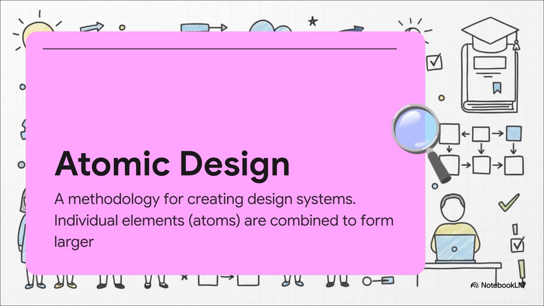You start with atoms. These are your smallest, most basic building blocks, like a single icon, a button, or a piece of text. Then you combine those atoms to create molecules. For example, a search bar is a molecule made of an input field atom, a button atom, and an icon atom. Put those molecules together, and boom, you get a complex, totally cohesive interface. It's all about building things that are easy to manage and scale up.